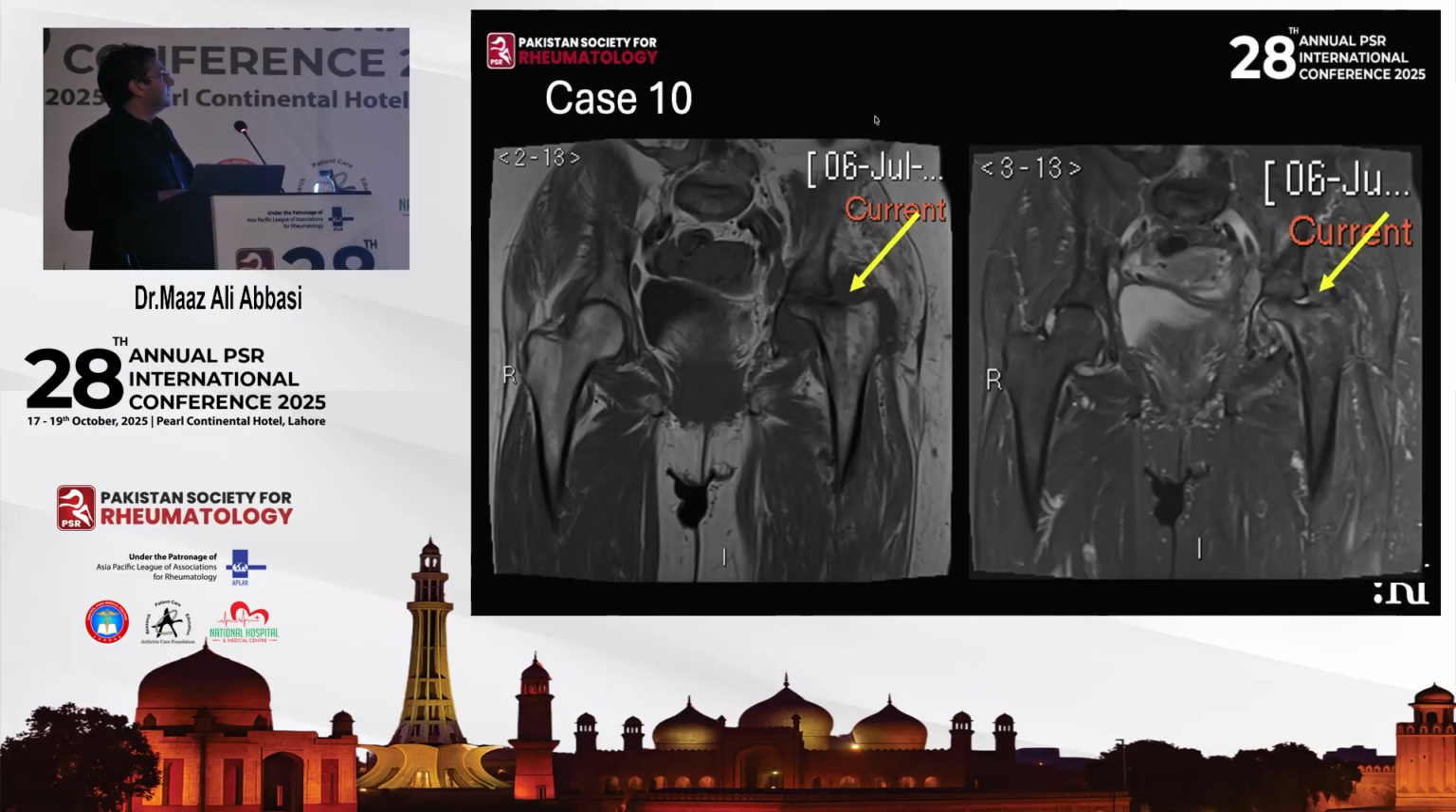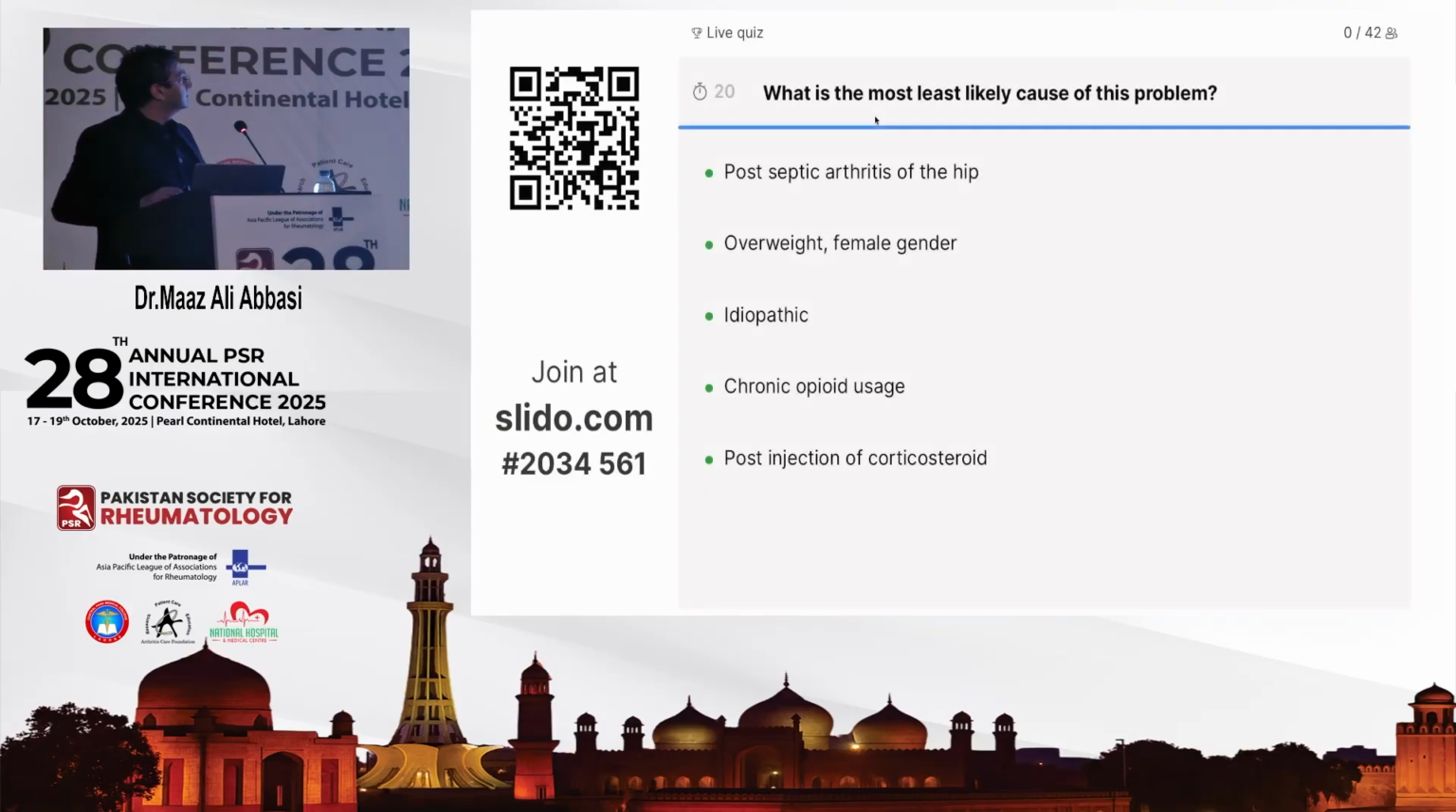Okay, next one. It's getting harder now. These are definitely going to crank up now. There you go, I'll give you a couple more seconds. And I've actually put an arrow there, which I shouldn't have, but it makes it a bit easier for you to see what the problem is. Here we go. Next question: what's the least likely cause of this problem? Post-septic arthritis, overweight female gender, idiopathic, chronic opioid usage, or post-injection of corticosteroids.